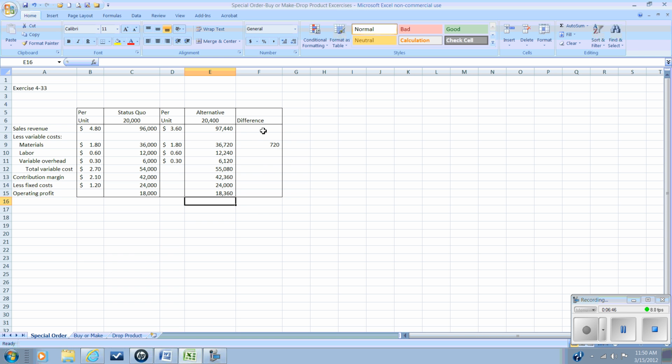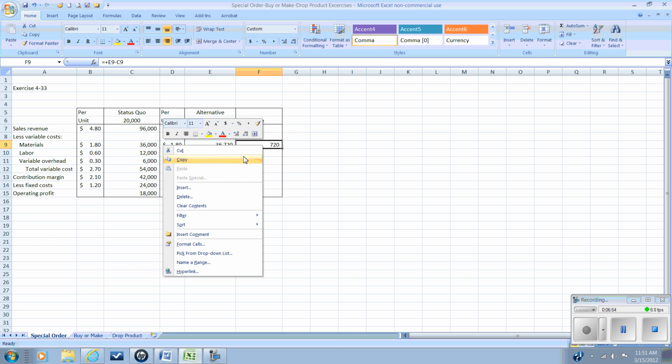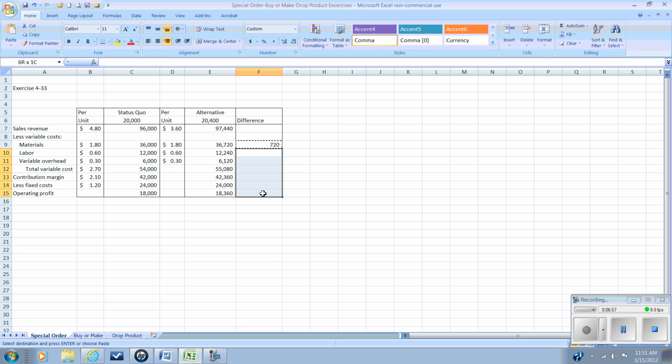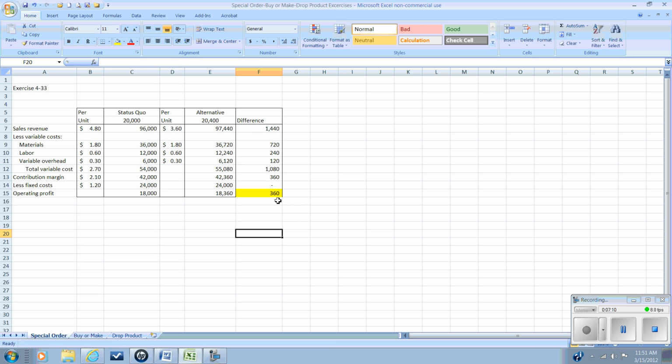We want to do the same calculation we did before, that is taking the alternative and subtracting out the status quo. We can copy and paste into the remaining cells, and this shows that if we take the special order, we will have an additional profit of 360,000 because the fixed costs are not relevant to our decision.